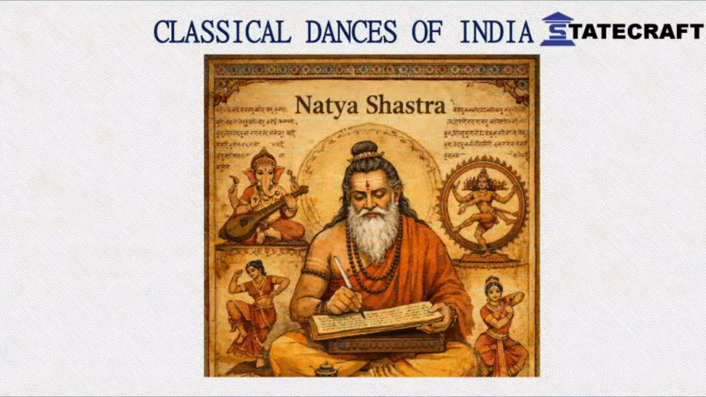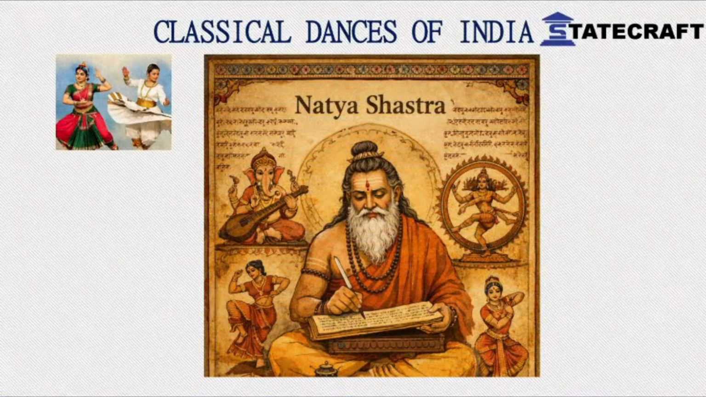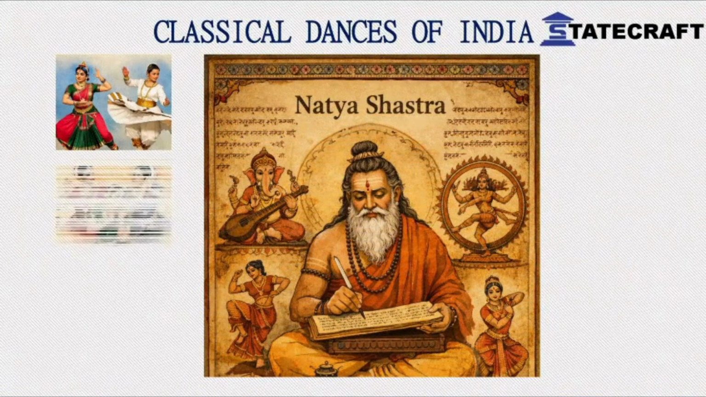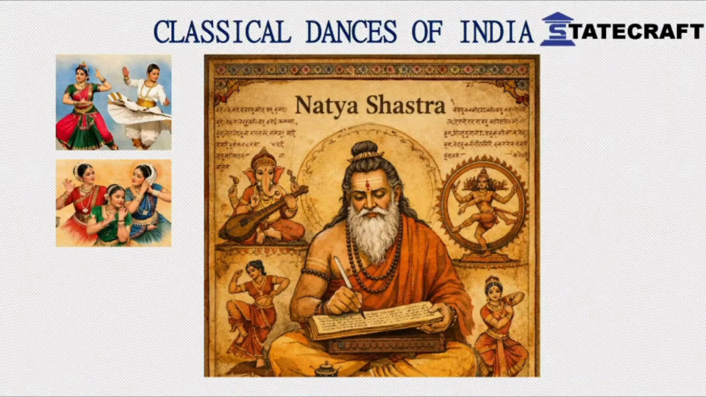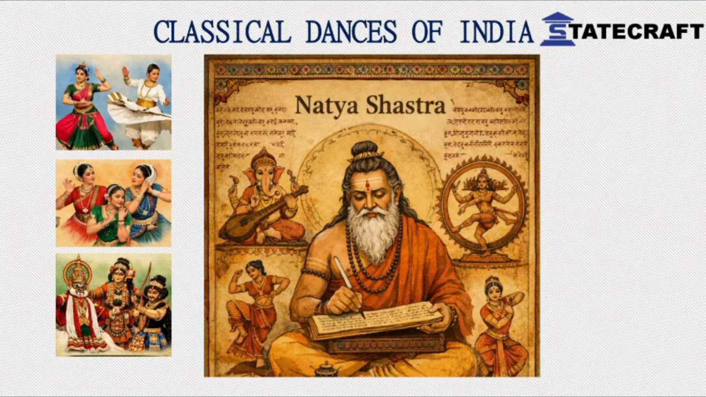According to Natya Shastra, the Indian dance is a combination of three elements: Natya, the dramatic element; Nritta, pure dance movements; Nritya, the expressional component invoking emotions and storytelling.